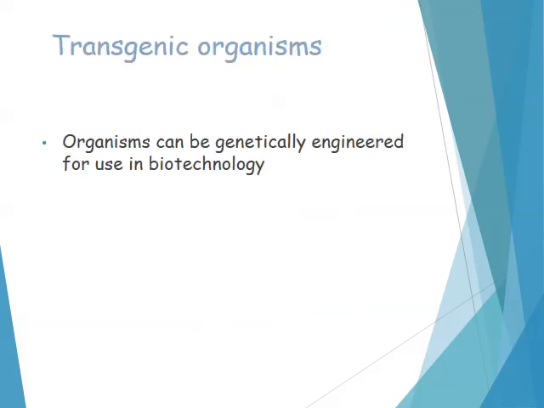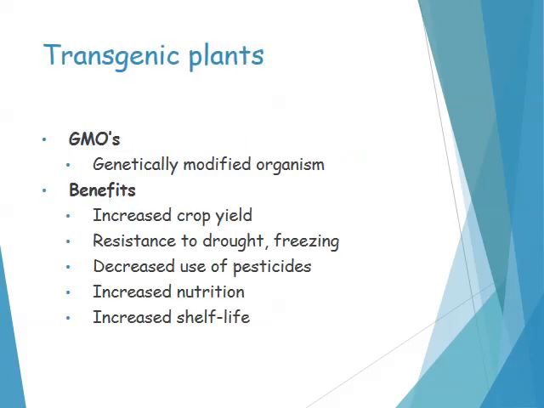Transgenic organisms are organisms that have had genes added to produce new characteristics. Transgenic organisms include bacteria, plants, and animals. Transgenic plants are also referred to as being GMOs, genetically modified organisms. Some of the characteristics that are added to transgenic plants include those that enable increased crop yield, resistance to drought and freezing. There are traits that are added to decrease the use of pesticides, increase the nutritional component of the plant, as well as increase its shelf life.